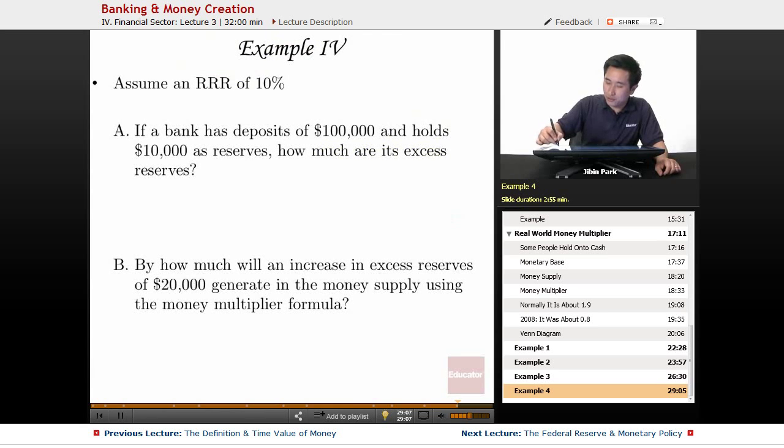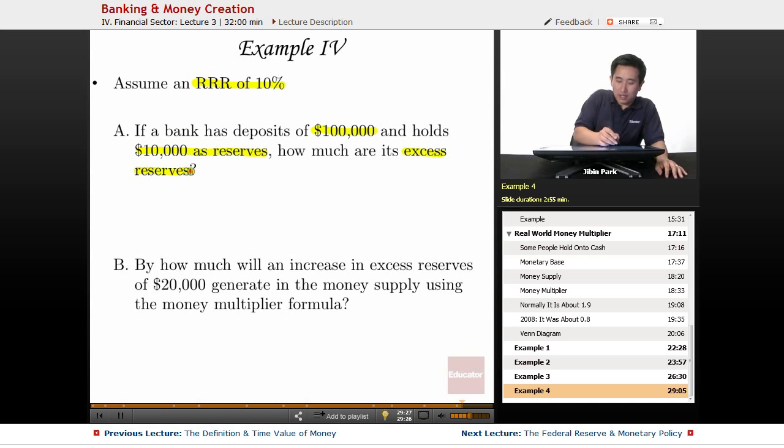Final example, let's assume a reserve ratio of 10%. So if a bank has deposits of $100,000, that means it's a liability of $100,000, and it holds $10,000 as reserve, so that's the required reserve ratio. How much are its excess reserves?